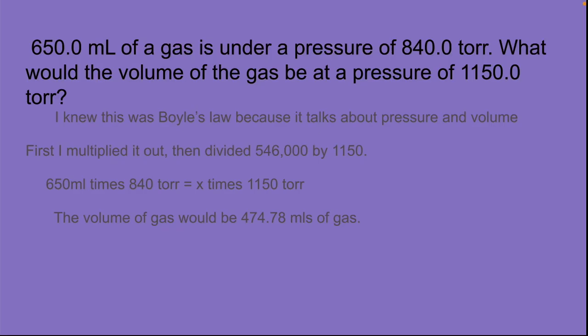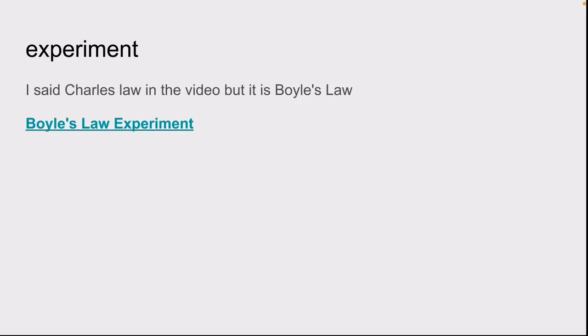Here are my practice problems. For this problem, I knew this was Boyle's law because it talks about pressure and volume. So first I multiplied it out and then I divided it out, and I got the volume of gas. The volume of gas would be 474.78 milliliters of gas.